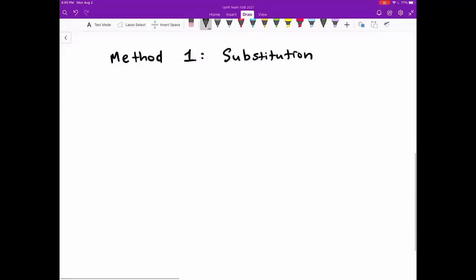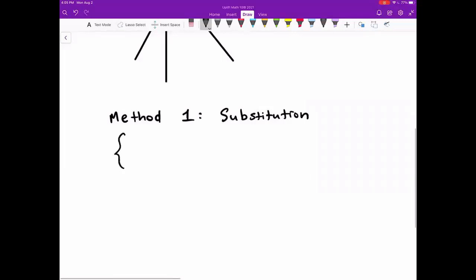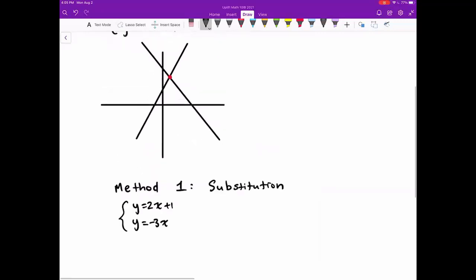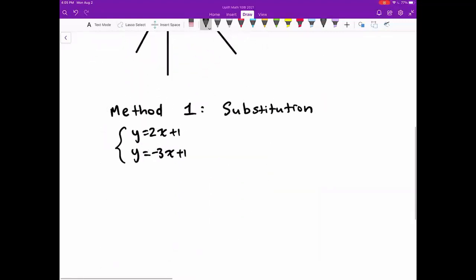One of the things that we might notice is that the two equations equal the same value, which is y. So what we can do is set the two equations equal to each other. So we could say 2x plus 1, I think. Wait, it's minus 1. No, it's plus 1. Okay, both will work. It's fine. So if we have these two equations, we notice that they both have the same y variable, so we could set them equal to each other.